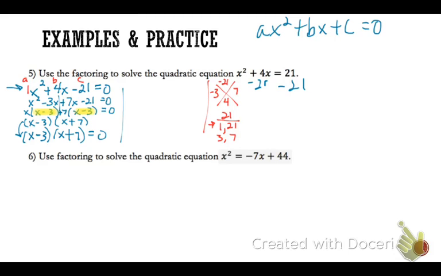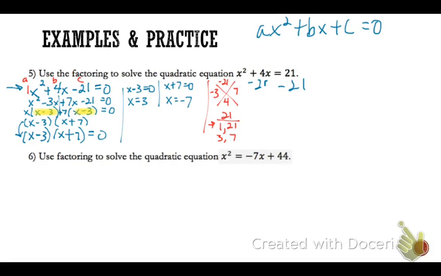So now we just set those both equal to 0. So x minus 3 equals 0. So x equals 3. And then x plus 7 equals 0. So x equals negative 7.